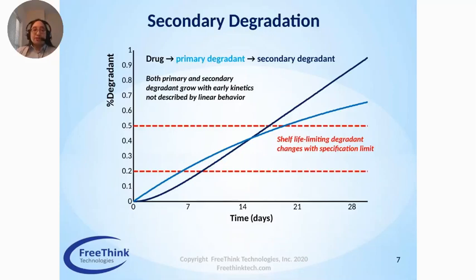The result of this is that both of these are nonlinear, and depending on your specification limit, your shelf life limiting degradant might be different. So in this case, if you have a 0.2% specification limit, you see the primary degradant is reaching it first. With a higher specification limit, 0.5%, it's actually the secondary degradant that's shelf life limiting.